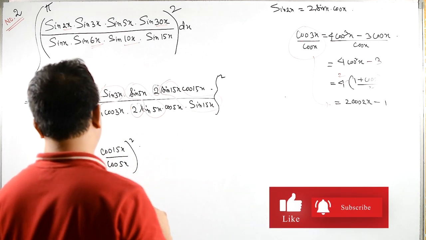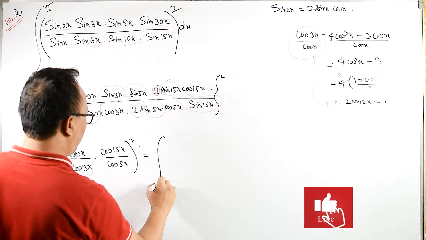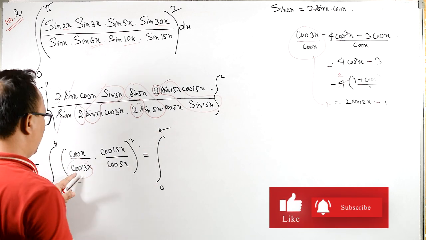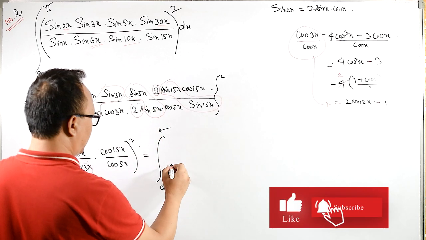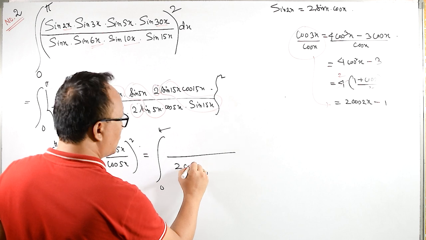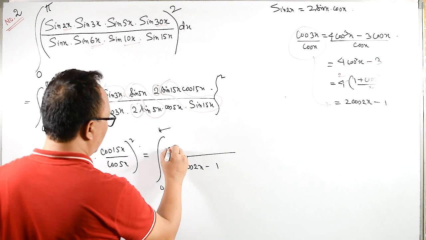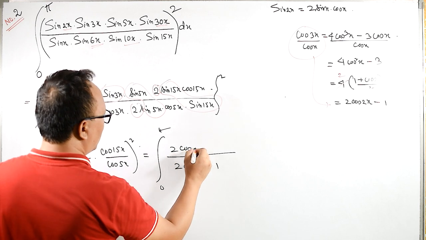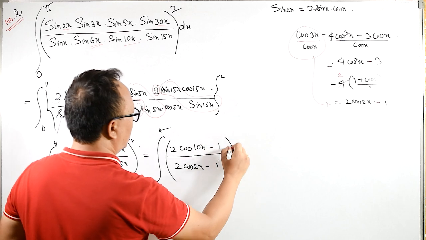Therefore, instead of cos 3x upon cos x, I can write it like this. The integral from 0 to pi, where the cos 3x upon cos x goes in the denominator as 2 cos of 2x minus 1, the same way you will get here 2 cos of 10x minus 1, the whole square.